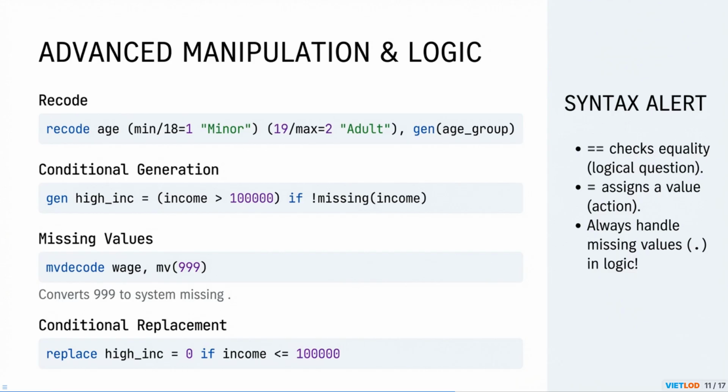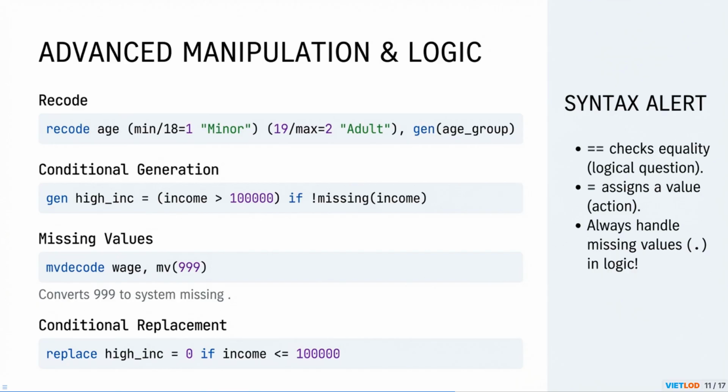When manipulating data, syntax is critical. Remember that the double equal sign, ==, is used for logical questions or checks, such as in an if condition. The single equal sign, =, is used for assignment, which is the action of giving a variable a value. A common pitfall is forgetting to handle missing values in logical conditions. Stata's system missing value, represented by a dot, is treated as positive infinity. So a condition like if income > 100,000 would be true for missing income. Always add a check like if !missing(income) to exclude them.